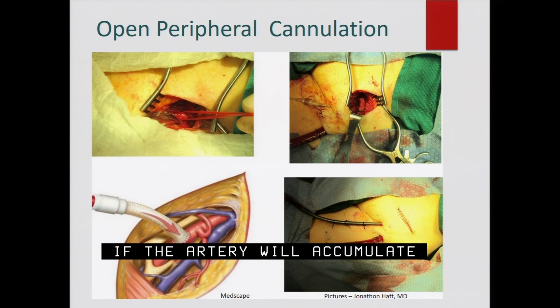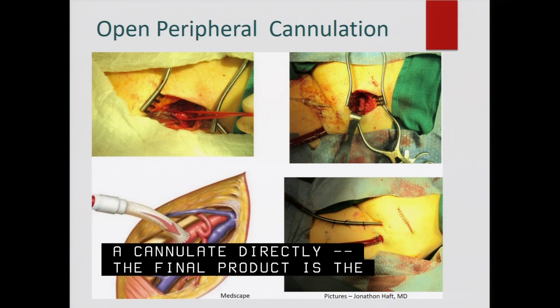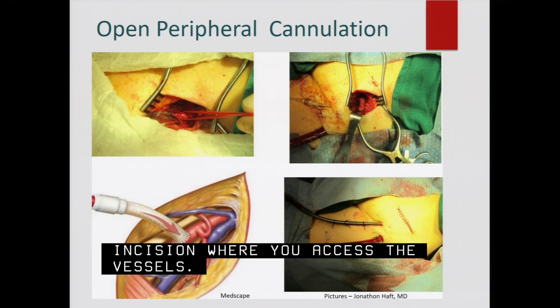Similar for the venous system, the bottom right shows the final product, which is the incision through which you access the vessels, is kind of where the staples are. Beneath that is where the cannulas or the tubes exit.